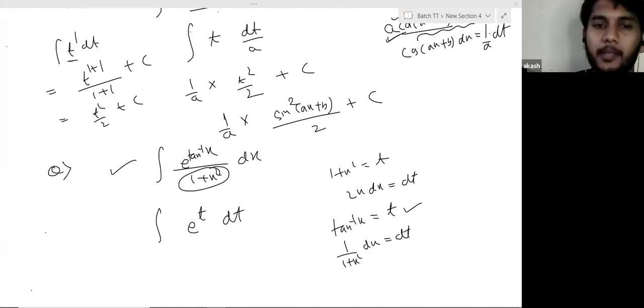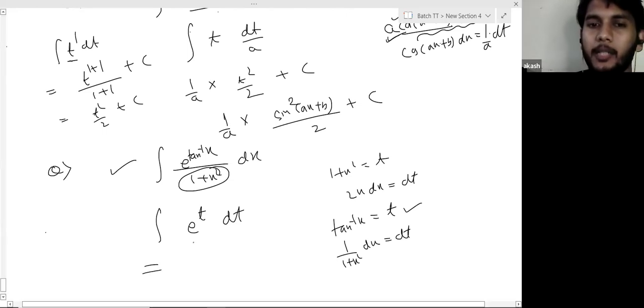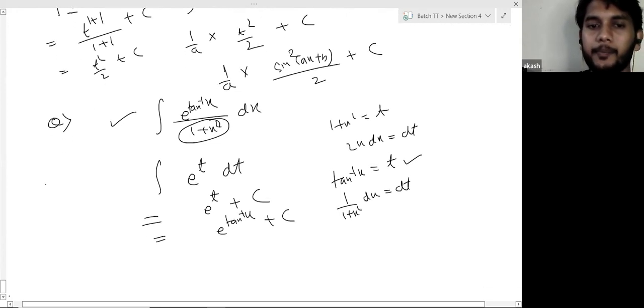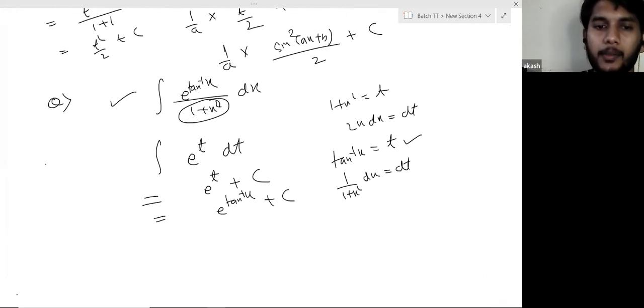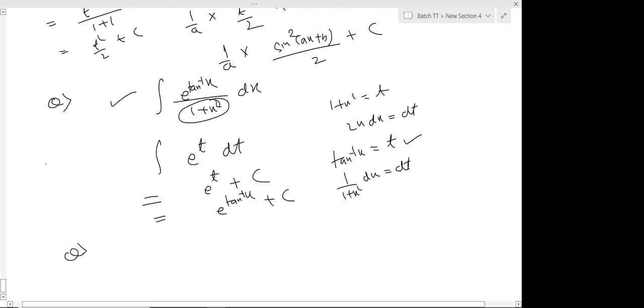Absolutely correct. Correct answer, Ahmed. Right, Jiva? E to the power t integration is e to the power t itself. Yes, sir. So just replace the value of t. We have e to the power tan inverse x plus c. All right. Next question. So I hope substitution is being clear to you. Sec square 7 minus 4x dx. Try to solve it.